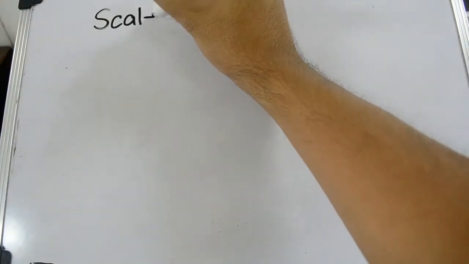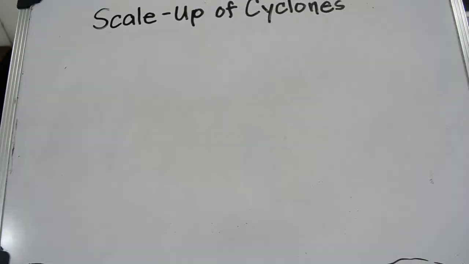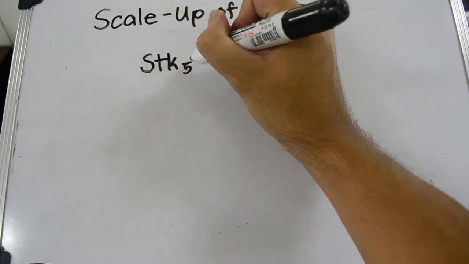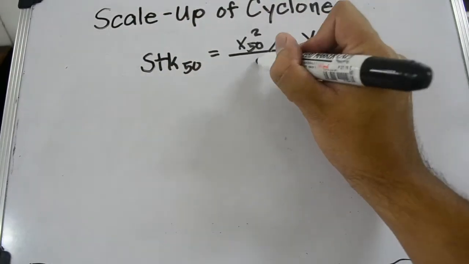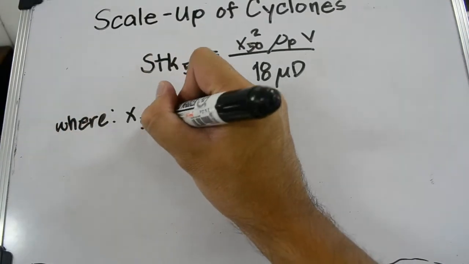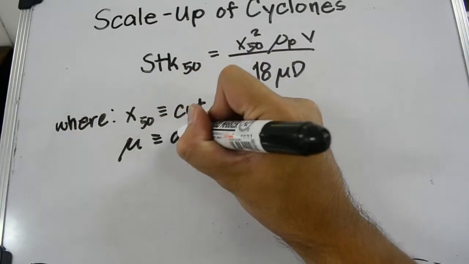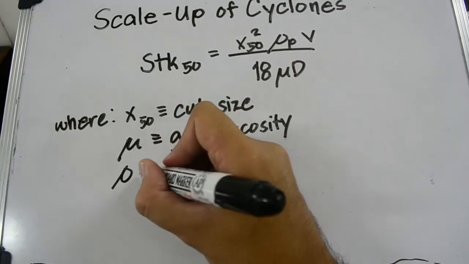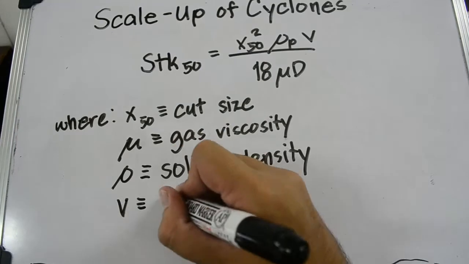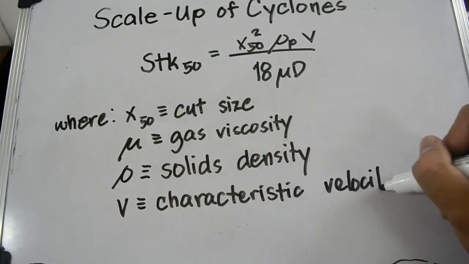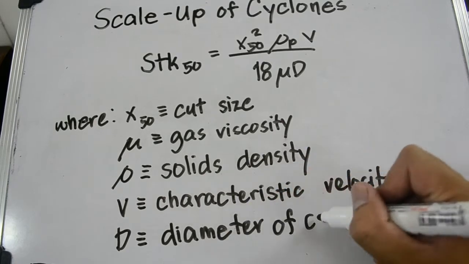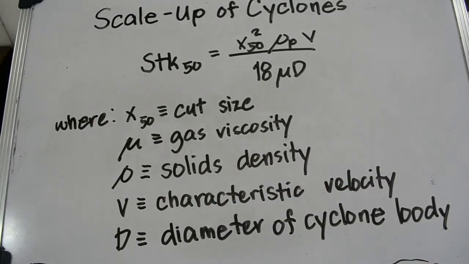Let's proceed to the discussion of the scale-up of cyclones. The scale-up of cyclones is based on a dimensionless group, the Stokes number, which characterizes the separation performance of a family of geometrically similar cyclones. The Stokes number is defined as being equal to x_50 squared times rho_p times v over 18 nu times d, wherein x_50 is equal to the cut size, nu is the gas viscosity, rho is the solids density, v is the characteristic velocity, and d is the diameter of the body.